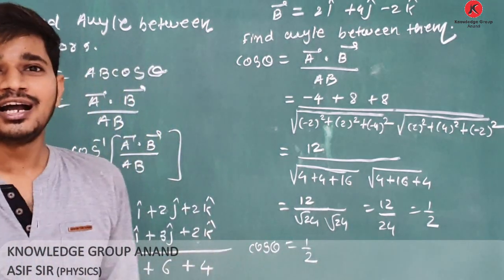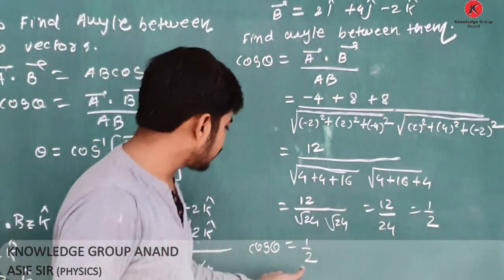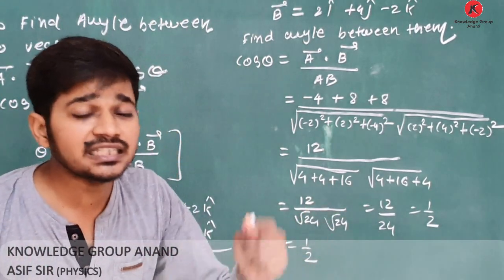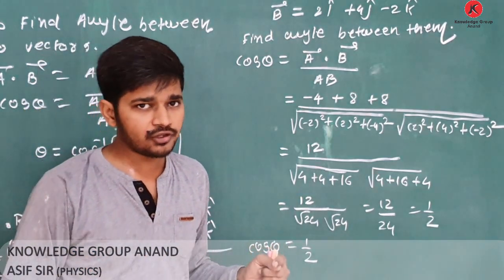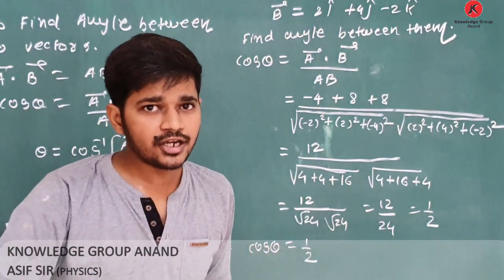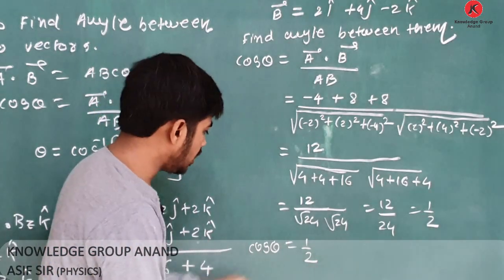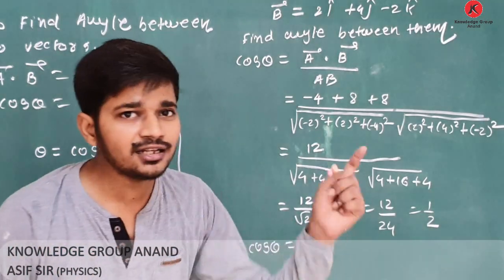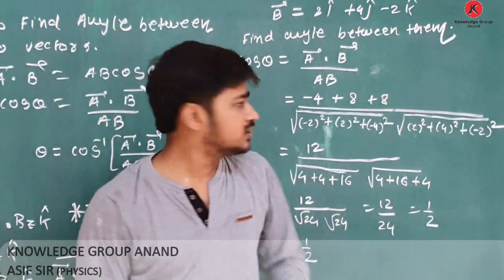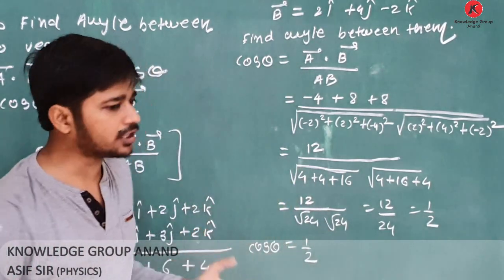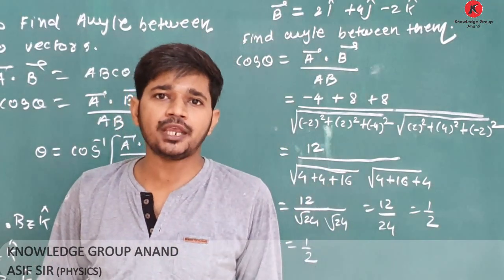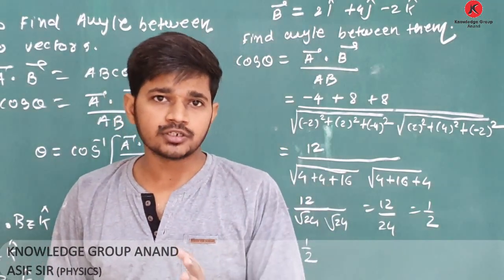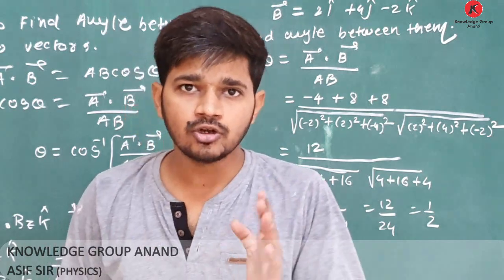And now you know that cos theta has the value 1 by 2 when the angle theta is equal to... what is the value of angle theta? Write your answer in the comment box. What is the value of angle theta? With this, we have seen the scalar product. Now we will see one of the most important topics, the vector product, the cross product.